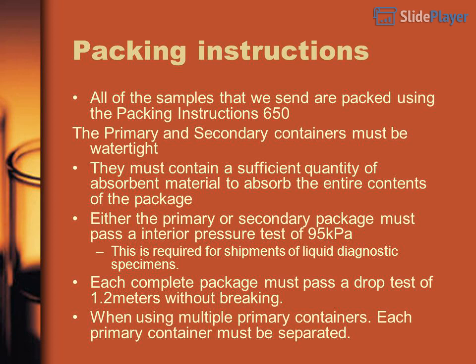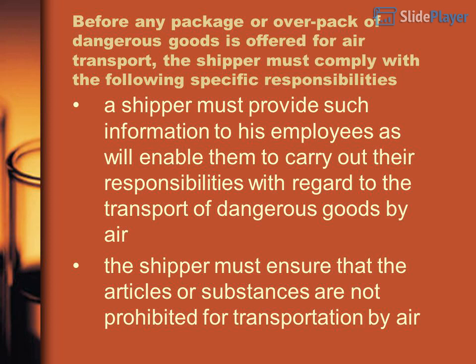Each complete package must pass a drop test of 1.2 meters without breaking. When using multiple primary containers, each primary container must be separated. Before any package or overpack of dangerous goods is offered for air transport, the shipper must comply with the following specific responsibilities. A shipper must provide such information to his employees as will enable them to carry out their responsibilities with regard to the transport of dangerous goods by air.